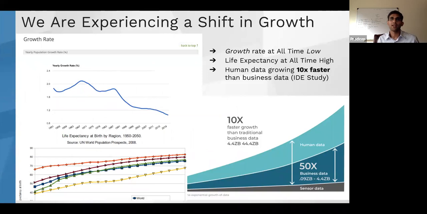Fast forward to today, we are seeing a different landscape. We are experiencing a different kind of shift in growth. Though the population is at an all-time high, the growth rate of the population is trending really low. It's at an all-time low right now. And also, the general population has gotten healthier. We are living longer. So the average life expectancy is at an all-time high.